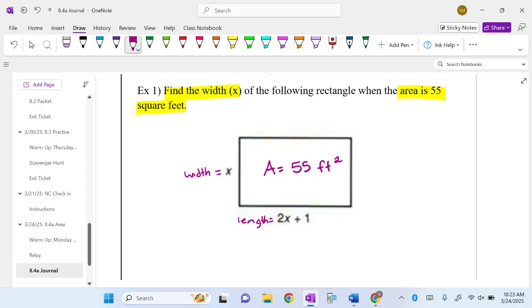So I'm going to set up an equation first to solve for the width. How do I do that? What's the formula for area of a rectangle? Area is equal to length times width. Don't we have basically all the parts? So we do have all the parts. So what do we do?